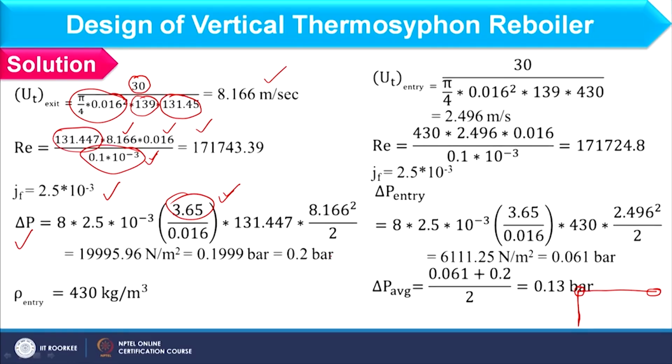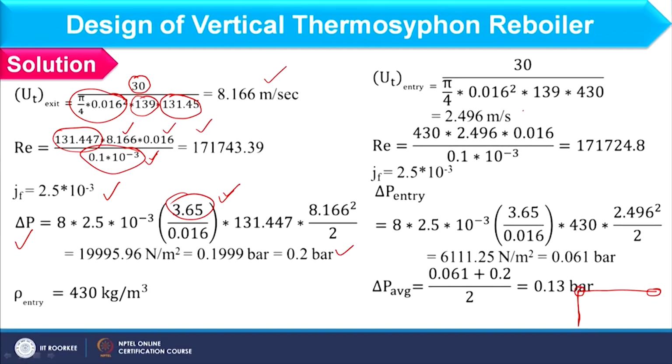Okay. So, in this way total pressure drop we can obtain at exit condition as 0.2 bar. Okay. Now, we have to calculate pressure drop due to friction at entry condition, where liquid is available and density we should consider as 430 kg per meter cube. So, let us calculate the velocity and then Reynolds number and then the pressure drop.